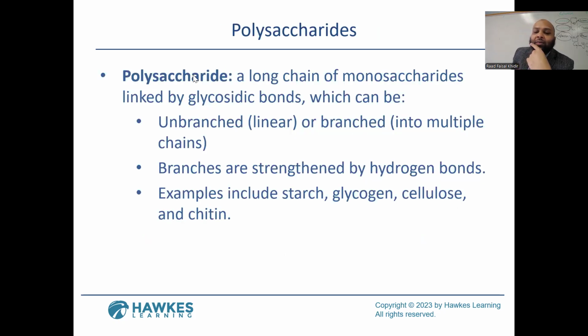Now, a polysaccharide is a long chain of monomers linked together by what kind of bond? By a glycosidic bond. It can be unbranched, linear, or branched. Branches are strengthened by hydrogen bonds, and examples include starch, glycogen, cellulose, and chitin.